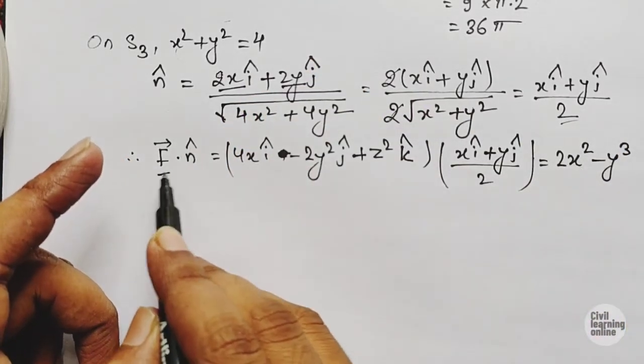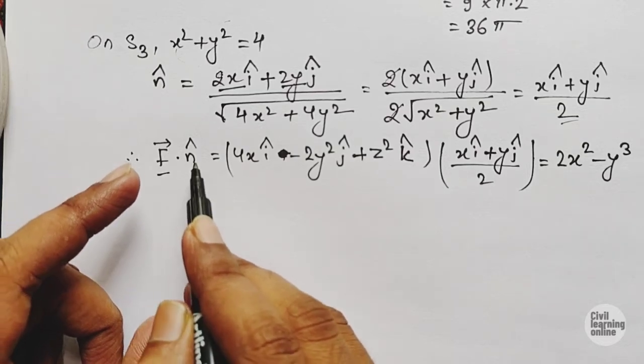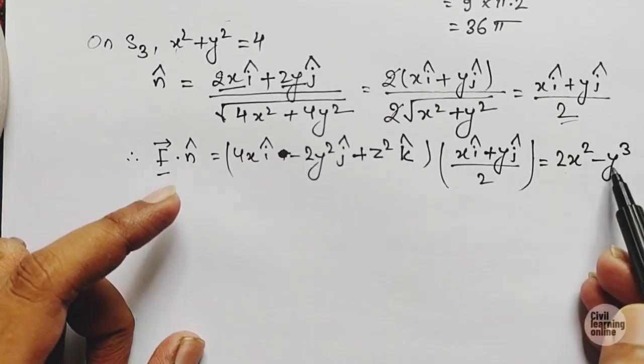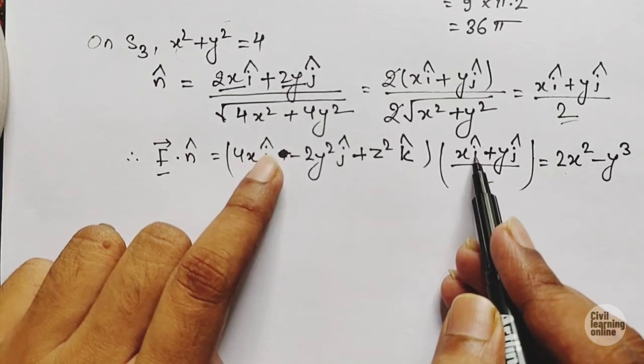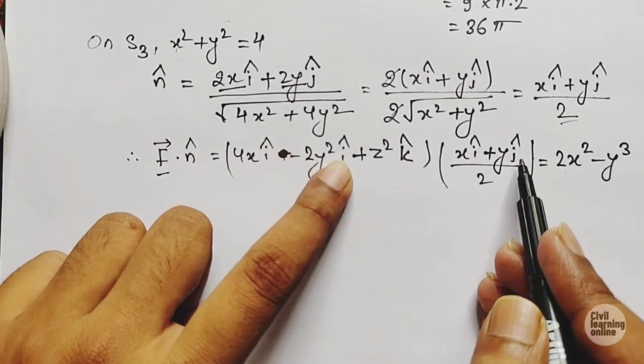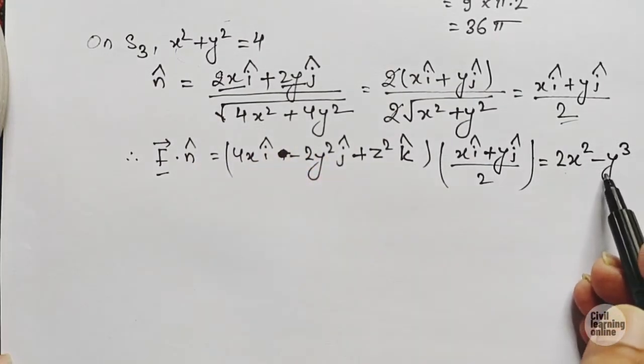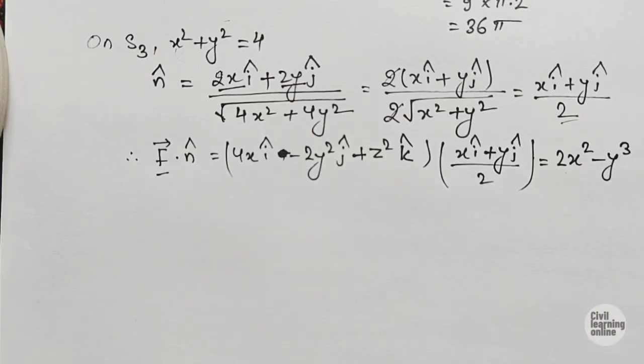Now on finding the product of the f vector and the unit vector, we will get 2x squared minus y squared, because i will get multiplied with i and j will multiply with j, and we will get this value for the product of the f vector and the n vector. Now one more step is remaining: we will add the surface integration of each and every surface, and then we will get the final answer.